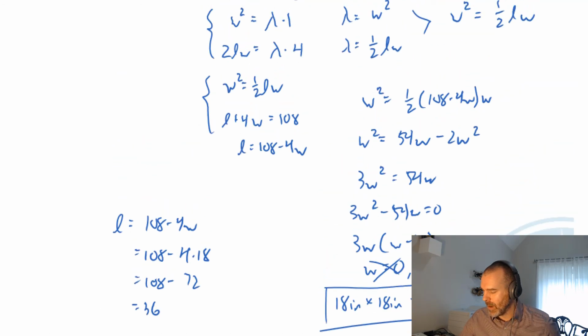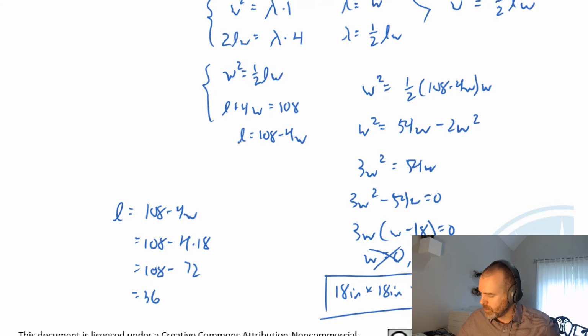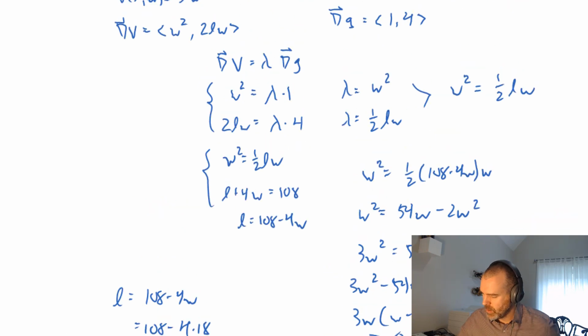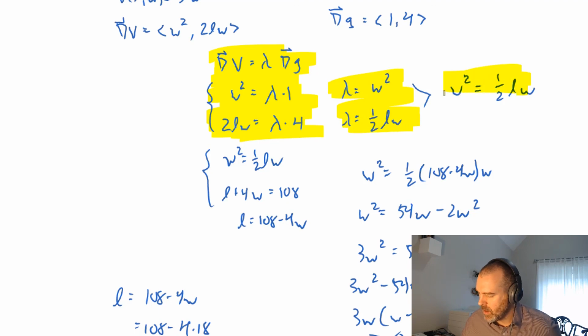Let me go back up here and highlight the strategy. This part right in here is the key to the Lagrange multiplier strategy. That's the key where we set the gradient of the function we're trying to optimize equal to a scalar multiple times the gradient of our constraint function.